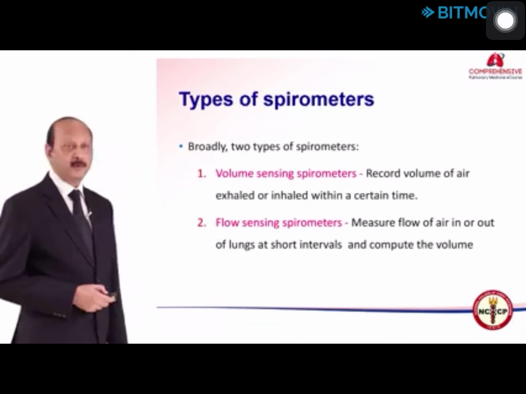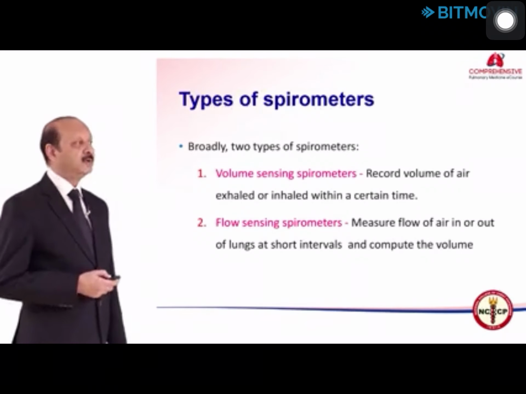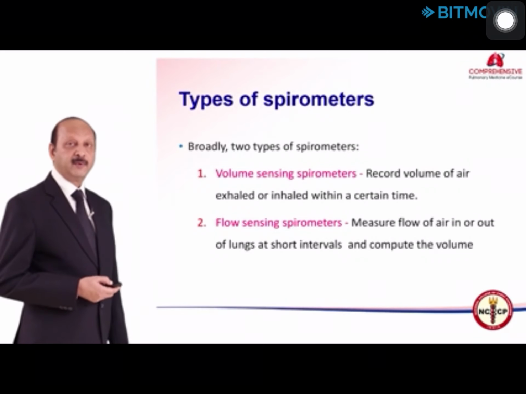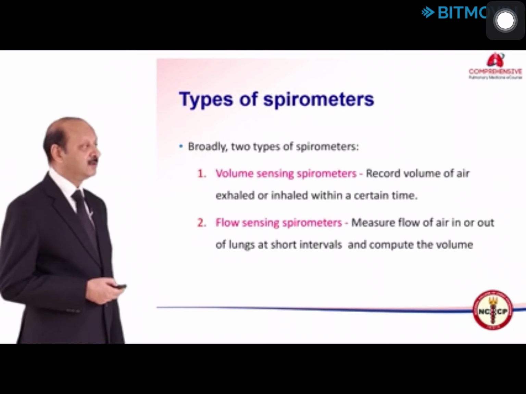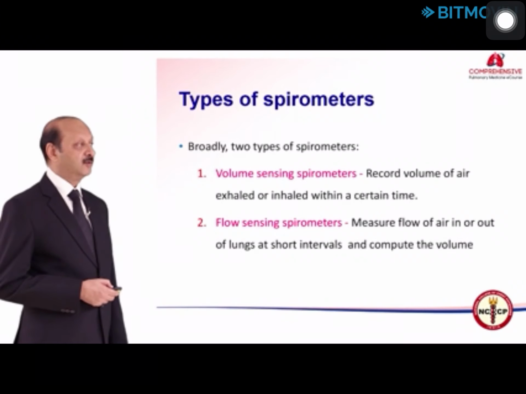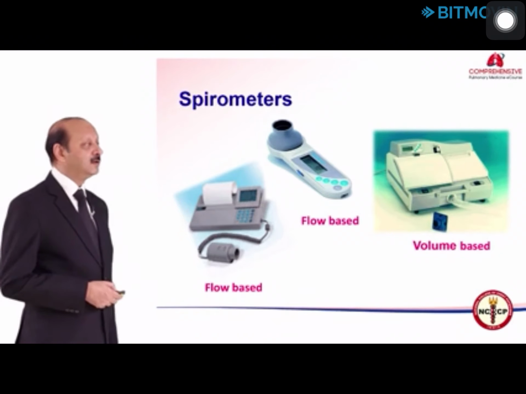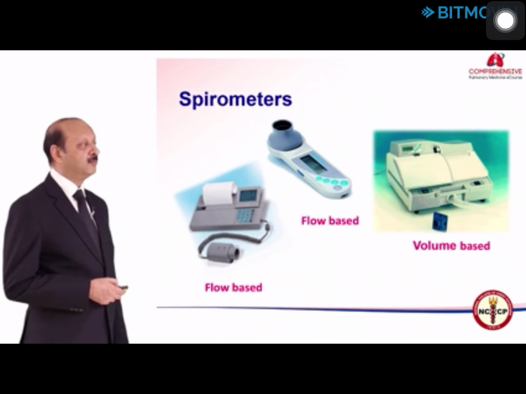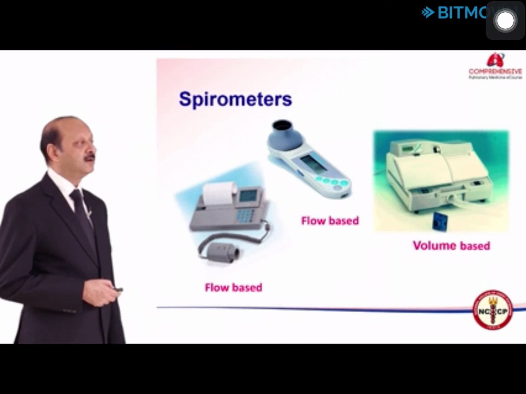We have broadly two types of spirometers. One is the volume sensing spirometer, where we record the volume of air which the patient is inhaling and exhaling, and we give the results. The second is the flow sensing spirometer, which measures the flow of air in and out of the lungs at small intervals, and then we compute this to measure the volume of air which is coming out and the rate at which it is coming out. These are examples of various spirometers. The left one is flow based, the middle one is also flow based, and the right one is a volume based spirometer.